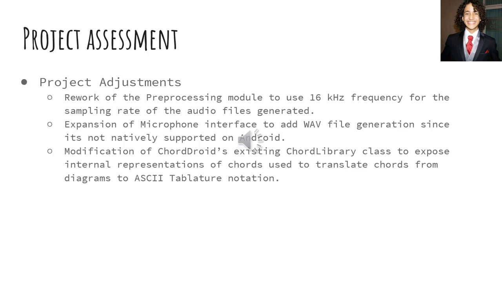Moving into project assessment, here we have first and foremost the project adjustments. So we reworked the pre-processing module to use 16 kilohertz frequency for sample rate of the audio files that we generate internally because we found some inconveniences with trying to utilize 44.1 kilohertz when trying to pad our audio files.